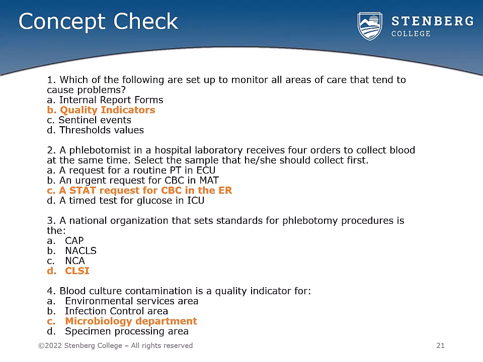Question 2. A phlebotomist in a hospital laboratory receives 4 orders to collect blood at the same time. Select the sample that he or she should collect first. The answer is C. A stat request for CBC in the ER. Remember STAR. Stat, timed, ASAP or urgent, and routine.